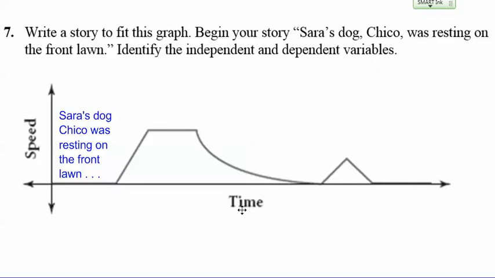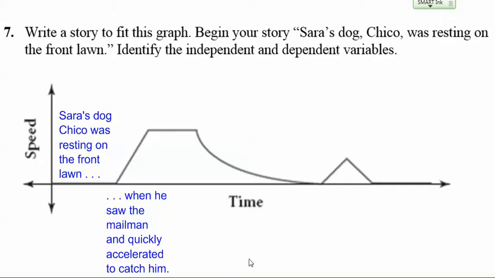You got to identify, guys, that our independent variable is time and our dependent variable is speed. A lot of people forgot to do that. Independent is time, dependent is speed. So what happened here? I'm going to say that he rushed on the front lawn when he saw the mailman and quickly accelerated to catch him. So he quickly built up his speed.